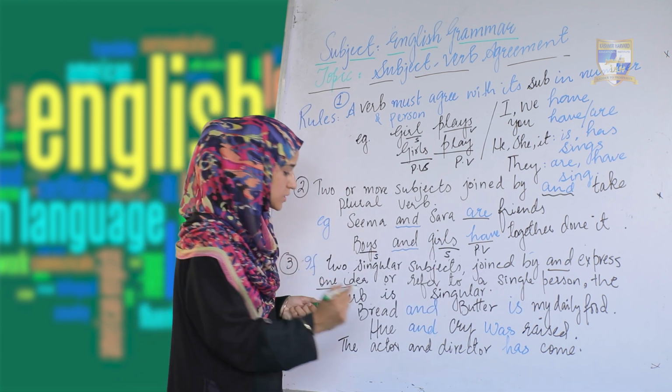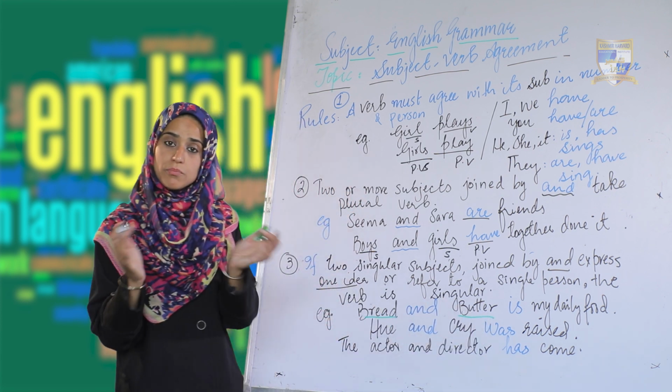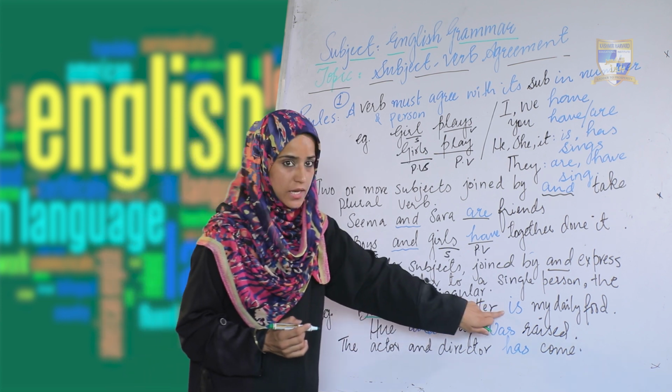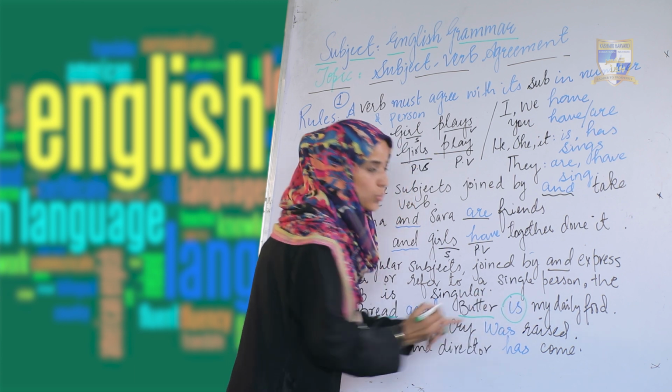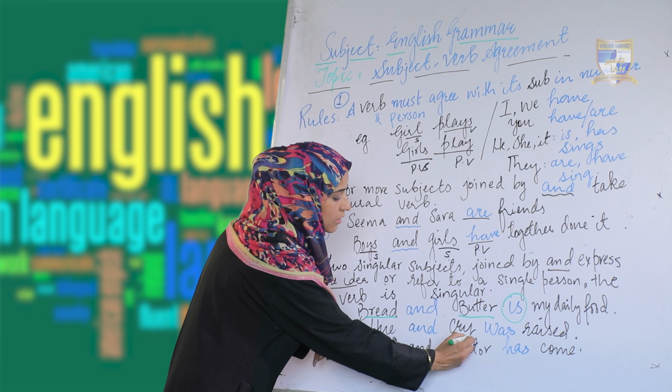Here we have two singular subjects, bread and butter. But both bread and butter express one idea, one opinion. So here we take a singular verb, is. Likewise we have hue and cry.